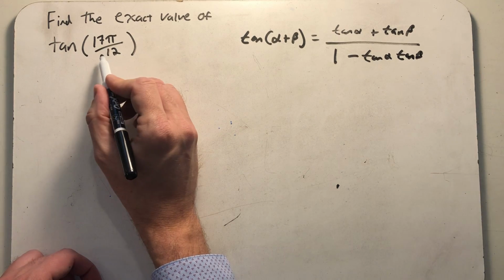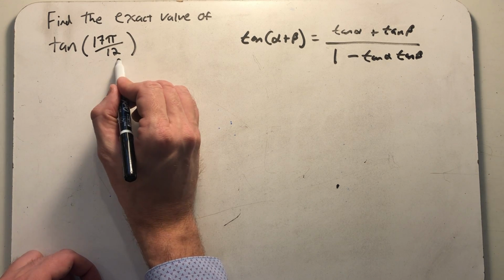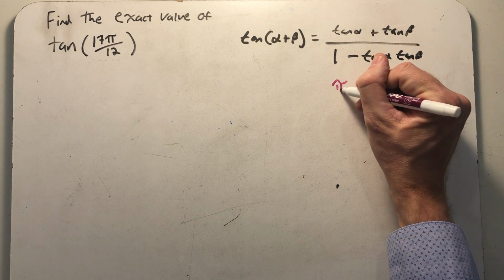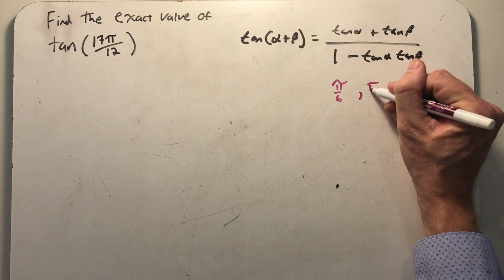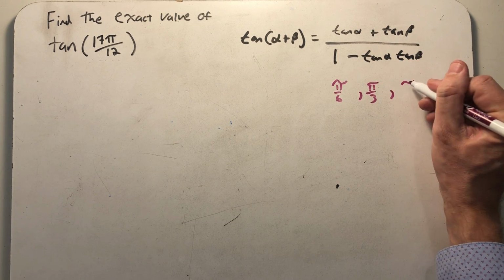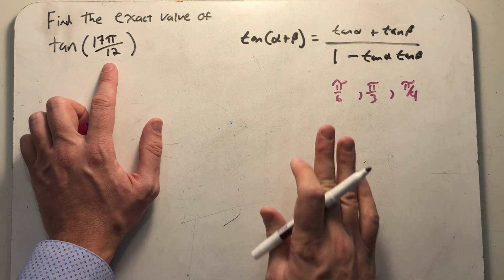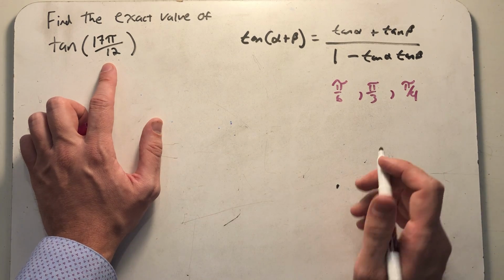So the first thing I need to do is think about how to express this angle 17 pi twelfths as the sum of two different angles. And so I'm asked to find an exact value, so I'm thinking about using angles that are on my unit circle that I know a lot about. And so multiples of pi sixths are very nice, multiples of pi thirds are very nice, and multiples of pi fourths are very nice. With a denominator of 12, I think I can probably do this in some way.